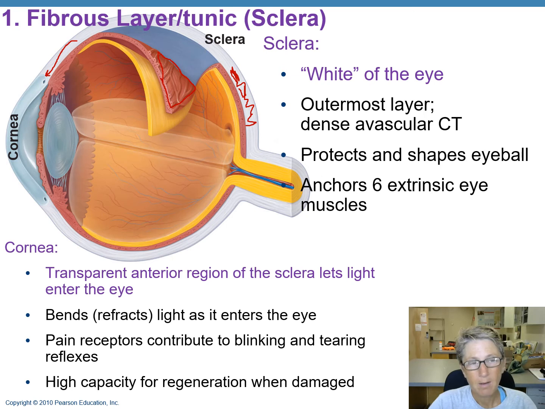When light rays come into the cornea, it depends on what angle they're coming in. The cornea will refract or bend the light when it enters the eye. There's pain receptors there that will contribute to your blinking and tearing reflexes. And if it gets damaged, it has a high capacity for regeneration. Phew, I'm glad that happens.